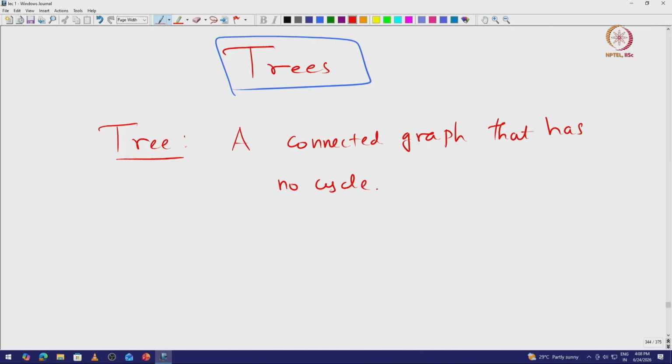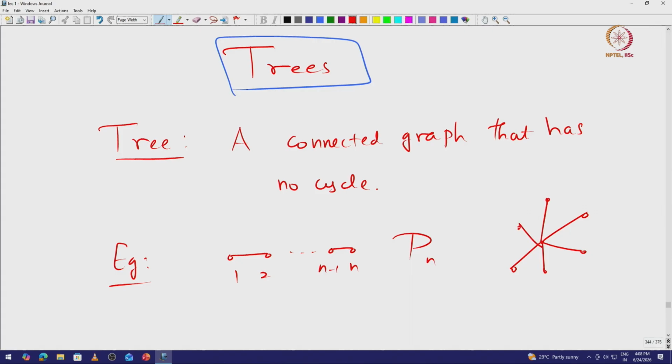For example, if we take a path on n vertices, that is indeed a tree. And then one can also look at what is called the star graph, a graph of the form like this. Let me call it Sn. This is again a tree. We can give various examples; I will leave it to you to construct more examples of trees.